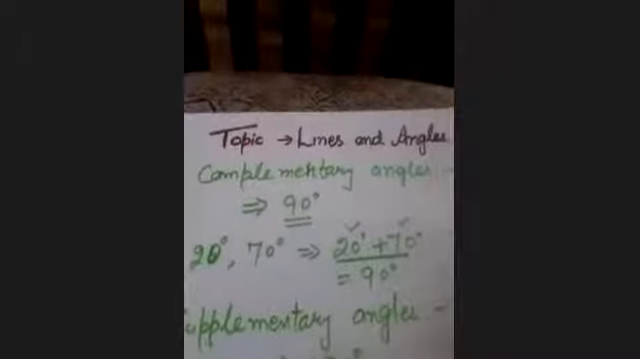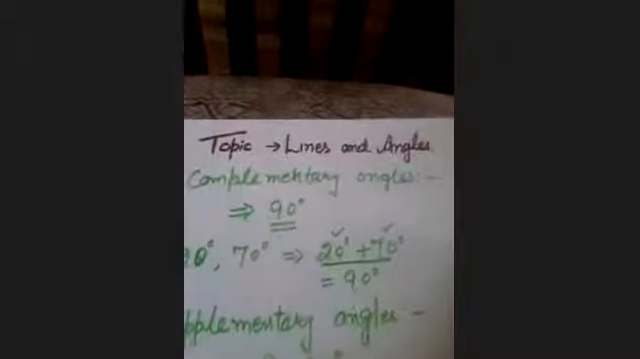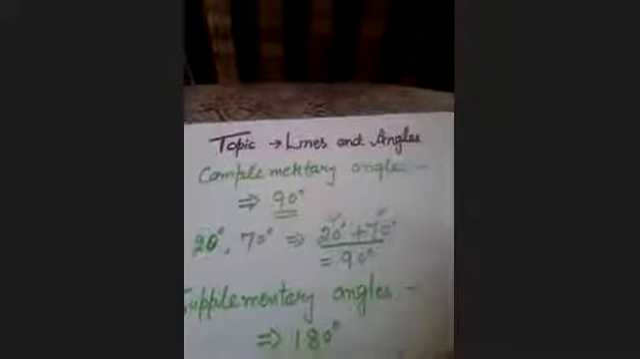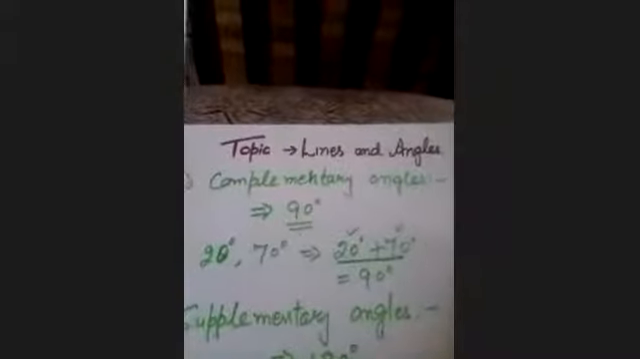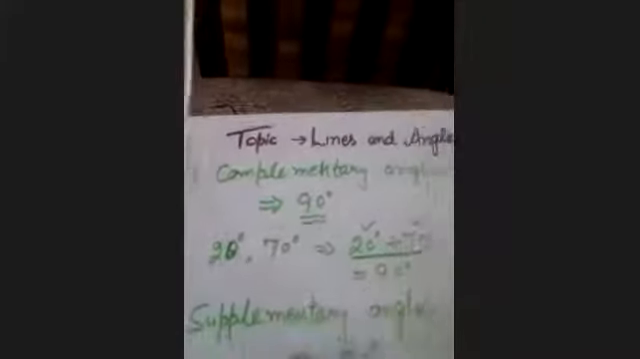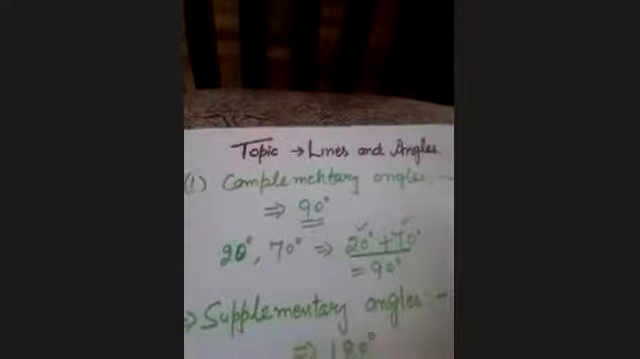Good morning, students. In the previous lecture, we started a new topic, lines and angles. We already discussed a few points of this unit. Let us revise once again the main points of this unit. The topic is lines and angles. What are lines and what are angles? You already know in previous classes.